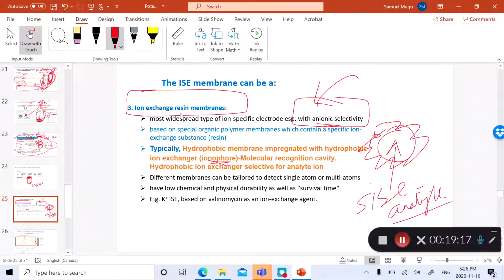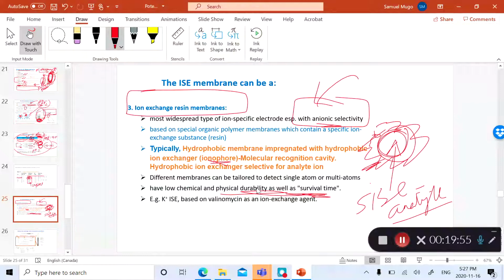So in general, as I said, in the ion exchange membrane, typically you've got a plastic, and inside that plastic, you impregnate a molecule. And a molecule can be puckered, meaning it has a hole, and the hole is selective to the analyte of interest. Now, one big disadvantage of ion exchange resin membranes is that sometimes they've got fairly low survival time depending on the type of ionophore that has been impregnated.